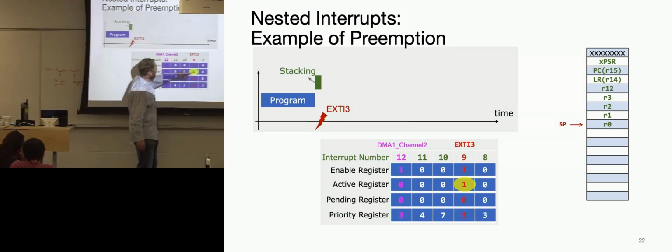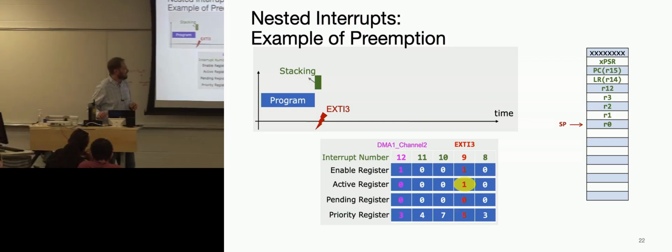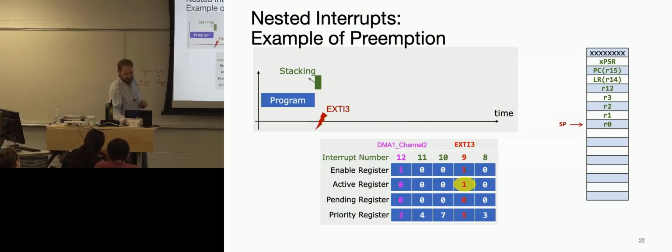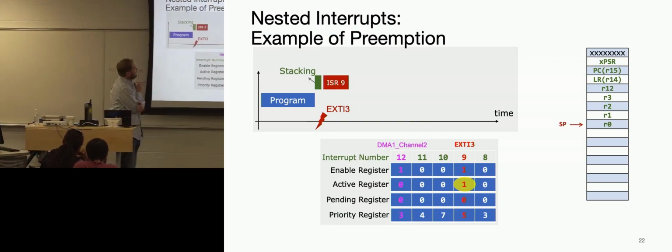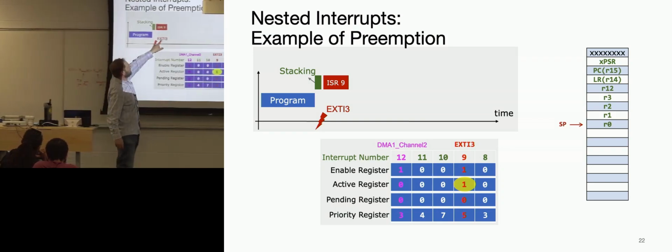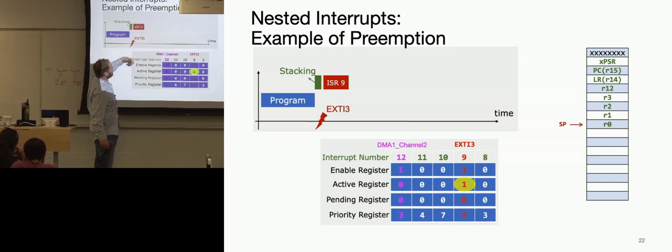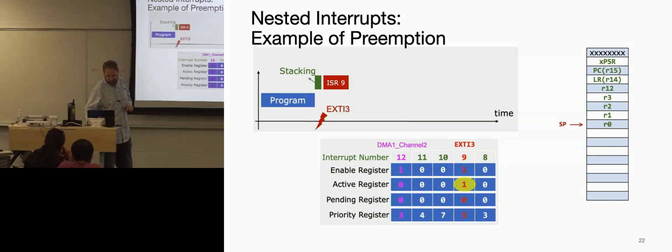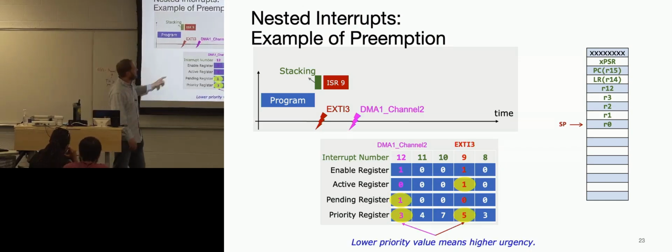And you say you've enabled these two interrupts, and interrupt 3 comes in. That happens to be ISR 9. This is just the location, like the external interrupt number 3. Then the DMA channel comes in.